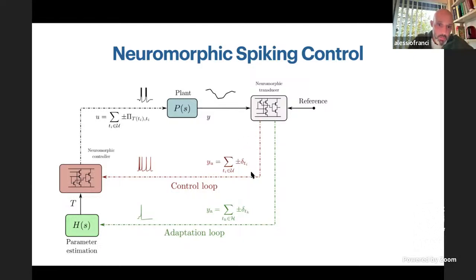So the only thing that travels in these cables are events, so the engineering equivalent of a spike. And when you do this, well, essentially you need to redevelop control theory. So control theory is a theory that exists since the 50s.